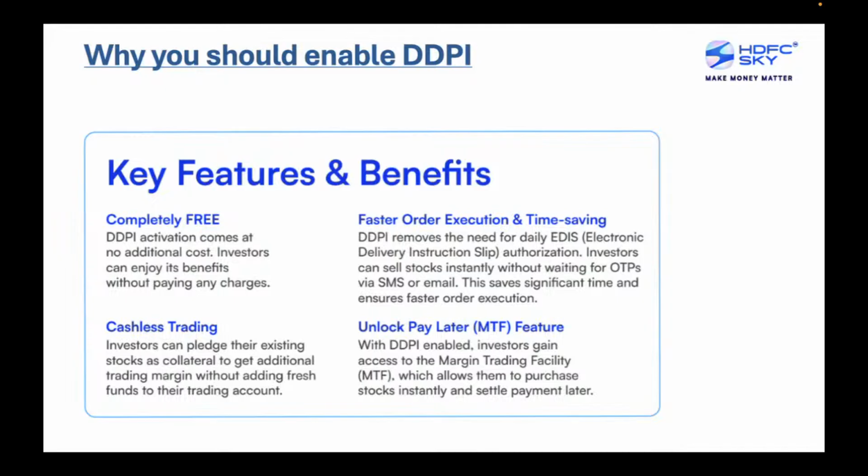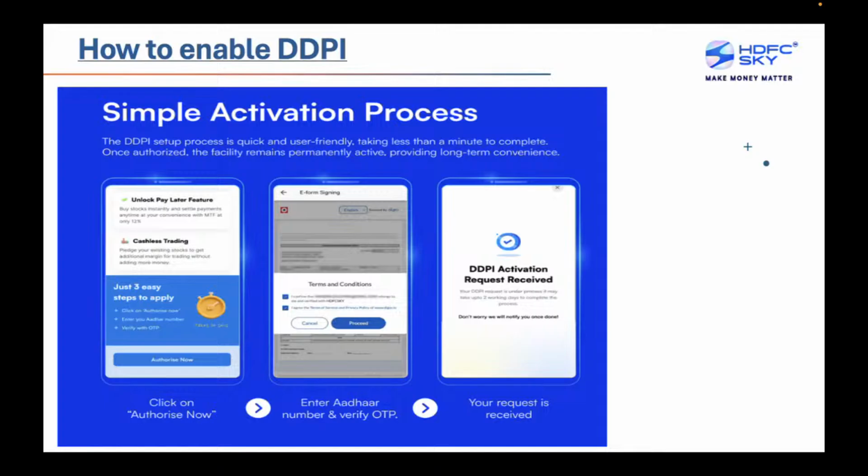So investors like you can pledge existing stocks as collateral to bring in fresh funds. So you unlock these three important things. That's the reason why you should enable DDPI. Enabling DDPI is very simple.